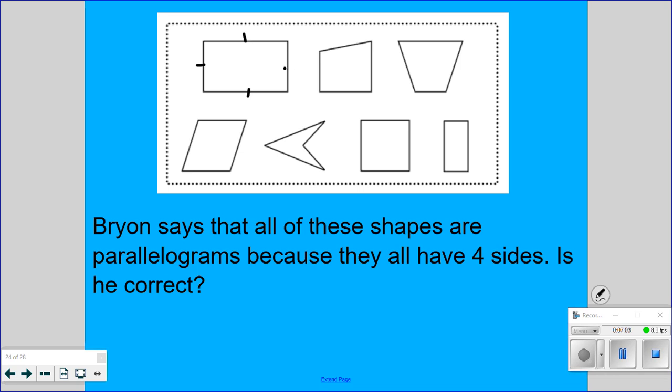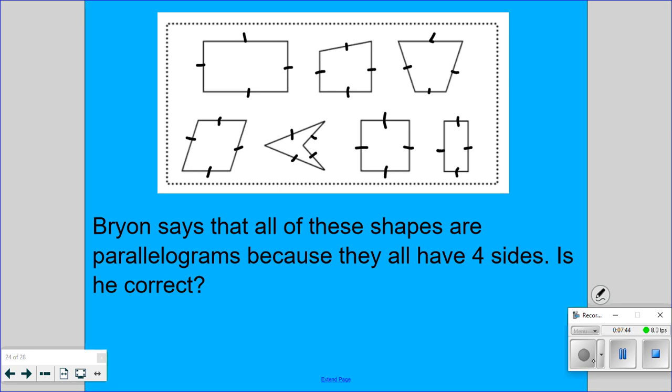1, 2, 3, 4. 1, 2, 3, 4. 1, 2, 3, 4. All right, it looks like all of those shapes had four sides. Is he correct? Brian says all these shapes are parallelograms because they all have four sides.